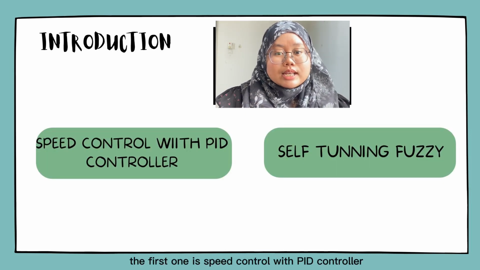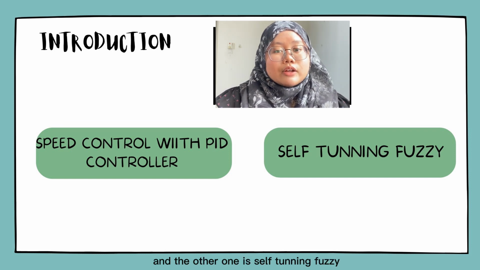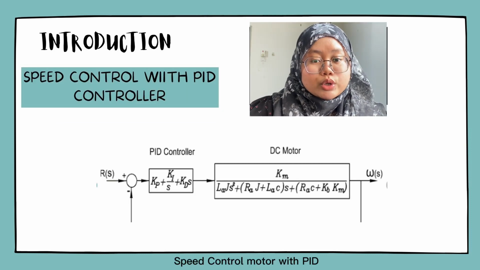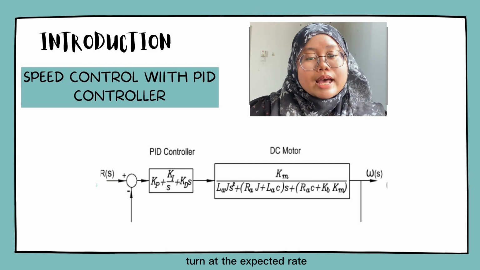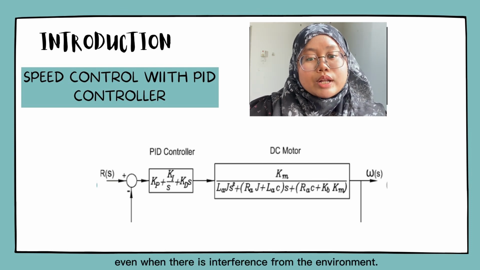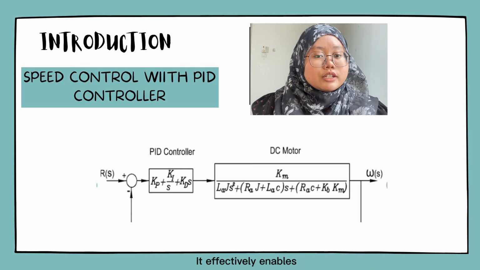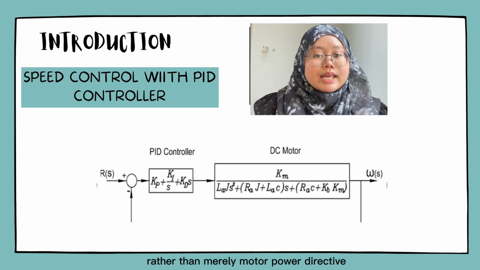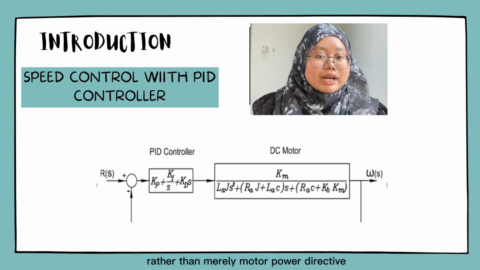There are two applications of plans selected in this study. The first one is speed control with PID controller, and the other one is self-tuning fuzzy with PID controller. Motor control with PID controllers is intended to guarantee that the robot motor turns at the expected rate even when there is interference from the environment.